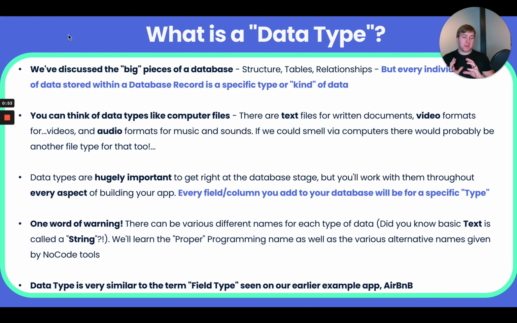So for every single piece of data that you have within a database or that you use somewhere in a no-code app or a no-code flow, that data is going to be of a specific type and a specific kind. Every single individual piece of data has that.